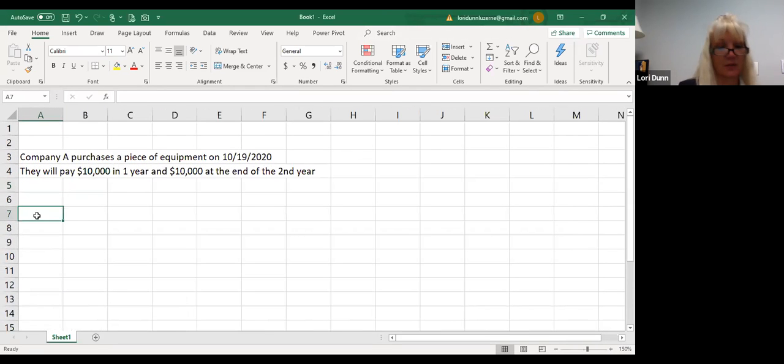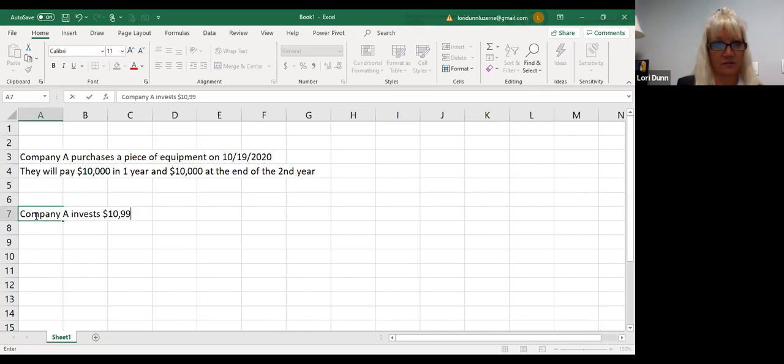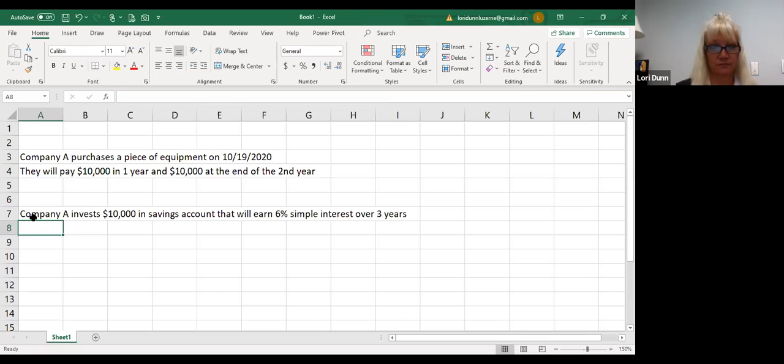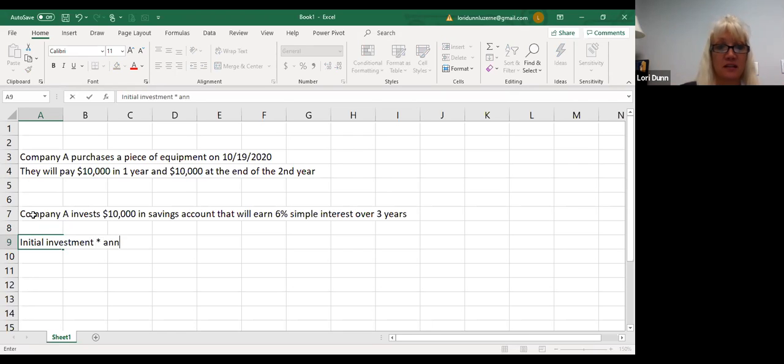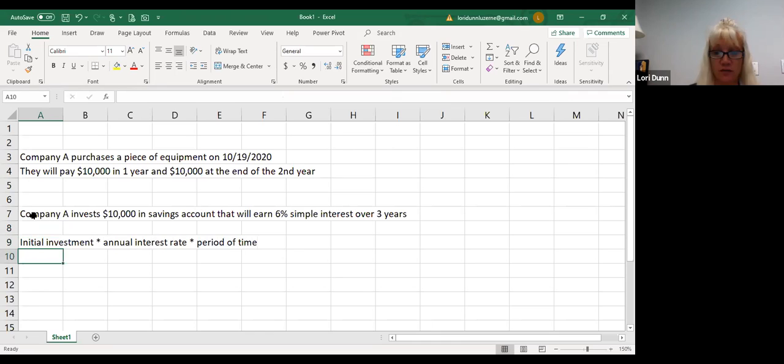Let's do it this way. Company A invests $10,000 in a savings account that will earn 6% simple interest over 3 years. Okay, so company A invests $10,000 in a savings account that will earn 6% and just a simple interest calculation over 3 years. When we calculate simple interest, we only use the initial investment made times the annual interest rate times the period of time that we want to accumulate or calculate interest for.